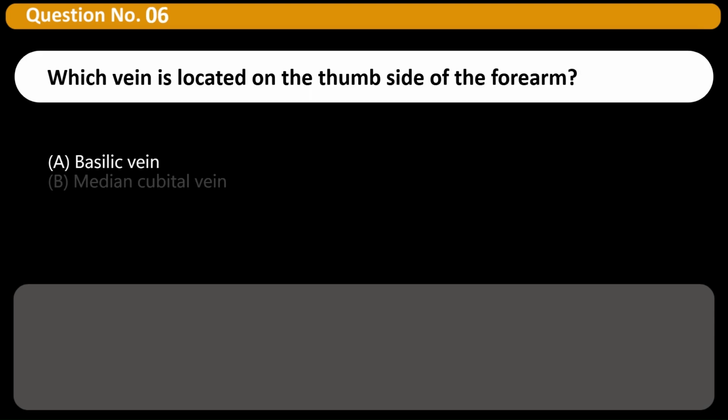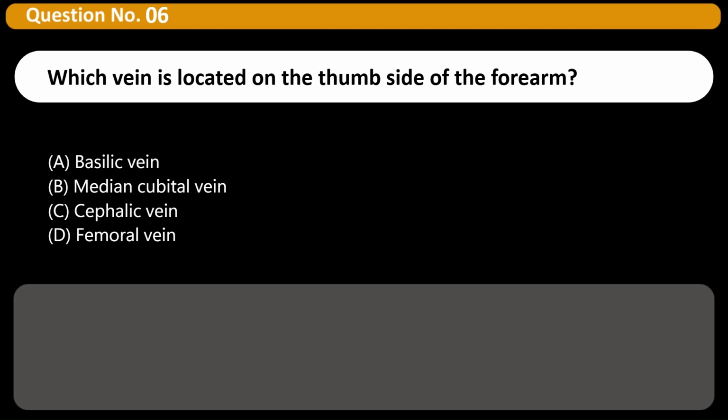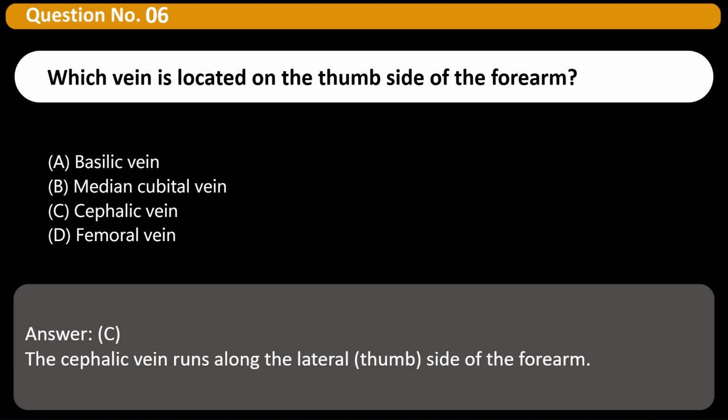Which vein is located on the thumb side of the forearm? A. Basilic vein. B. Median cubital vein. C. Cephalic vein. D. Femoral vein. Answer: C. The cephalic vein runs along the lateral, thumb, side of the forearm.